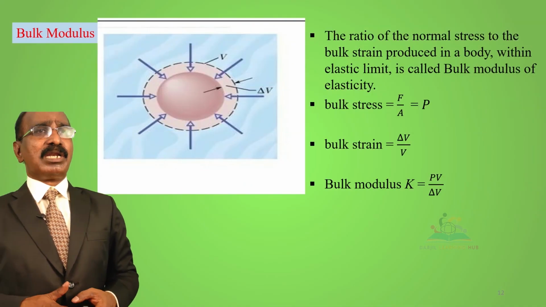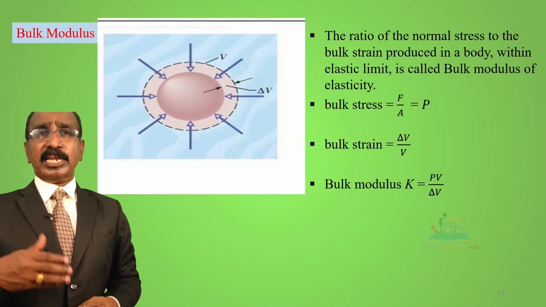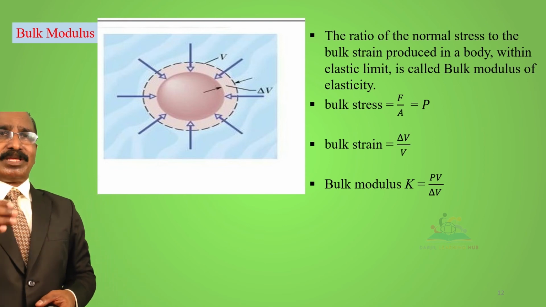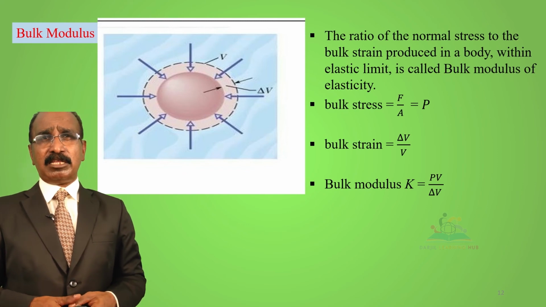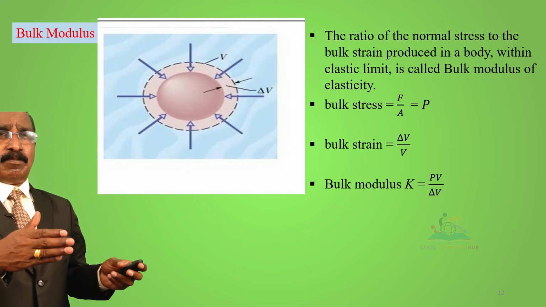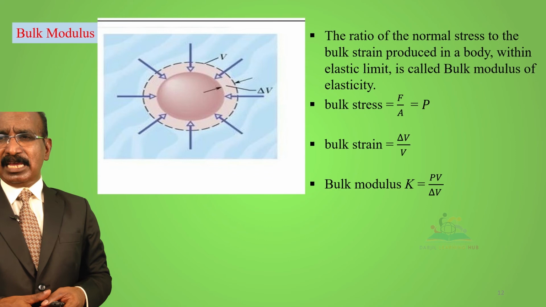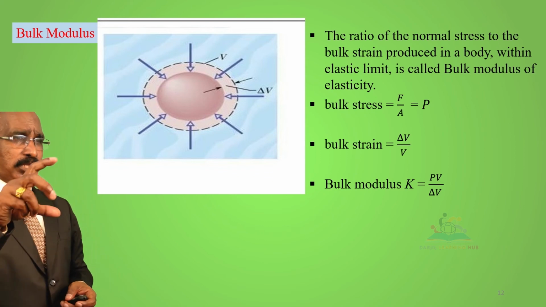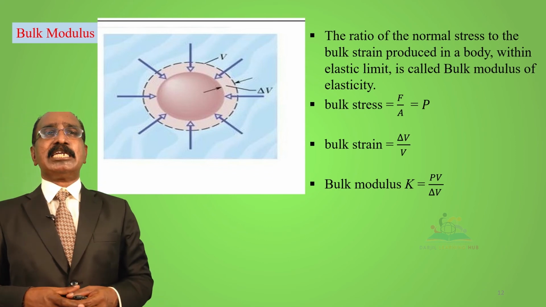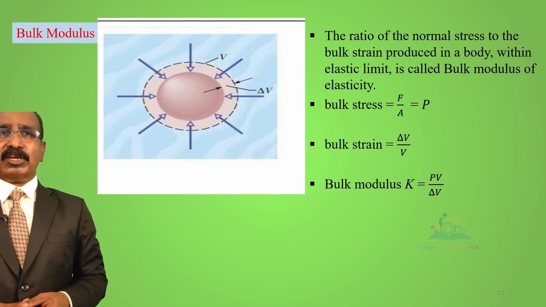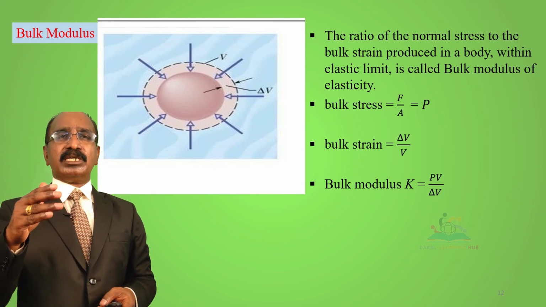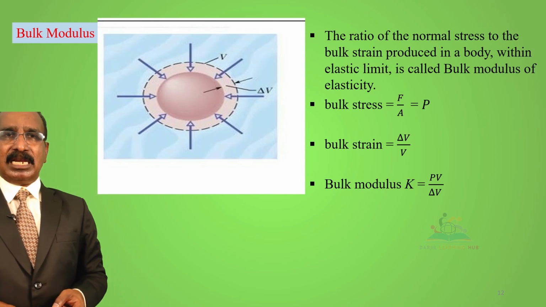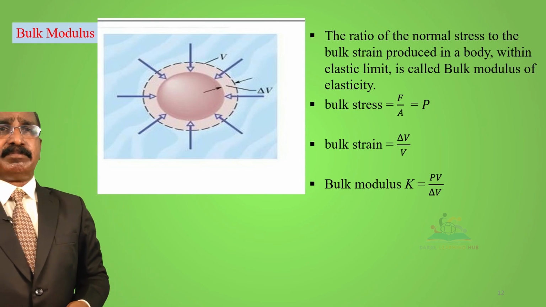Now the second modulus is the bulk modulus. The ratio of the normal stress to the bulk strain produced in a body within the elastic limit is called the bulk modulus. Therefore, the bulk stress will be equal to F by A, or it can also be equal to the pressure that you are applying from outside. And bulk strain will be equal to delta V by V. Therefore, bulk modulus will be equal to PV divided by delta V. It is represented by the capital letter K.